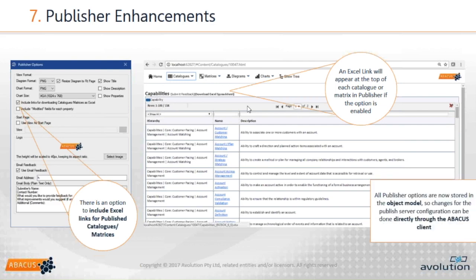Another major change that's been made to Publisher is that the options are now stored in the object model itself. So they're stored in the Abacus project. And so that means if you are automating your publish, you no longer have to change the config that's in the background. Instead, you just go into your Publisher options directly through the UI, and you can change the options that are there. The next time the publish takes place, it will pick up on those options and it will change the layout or the items that are displayed in your publish.